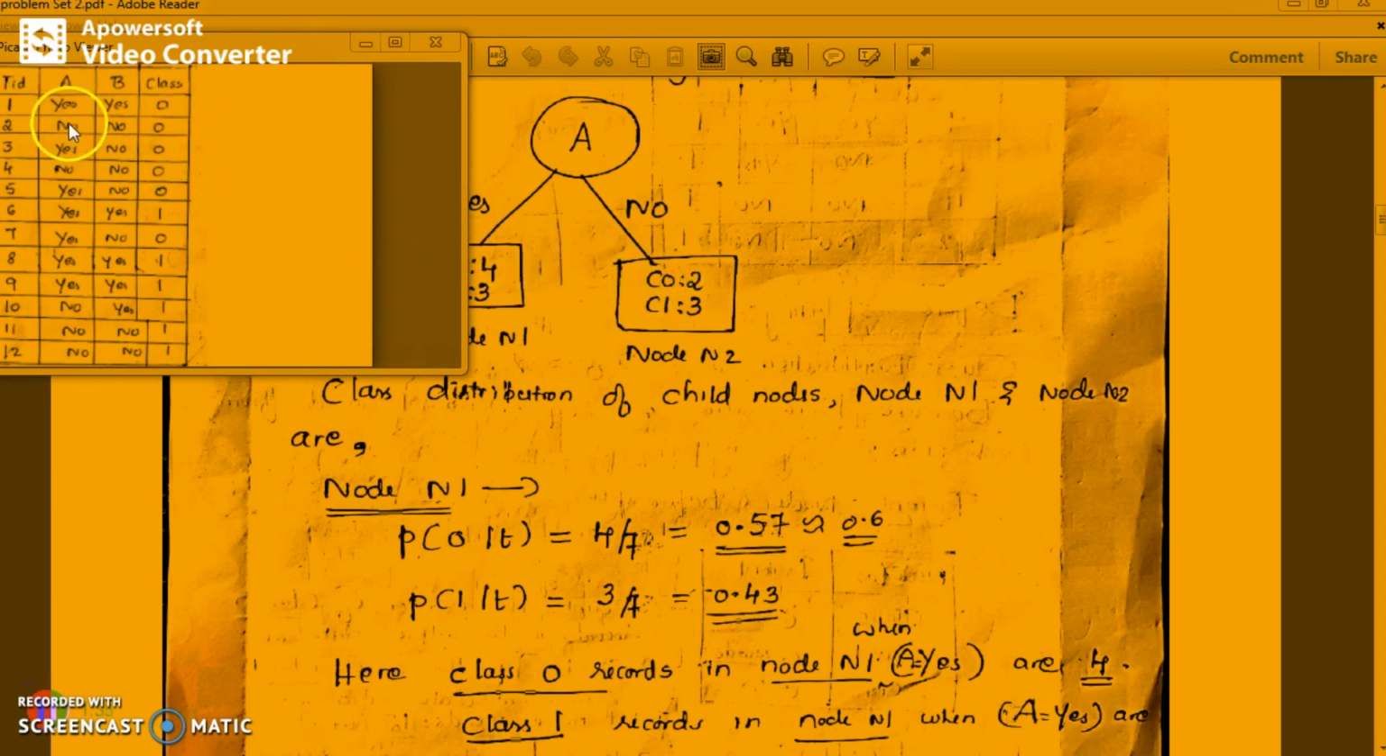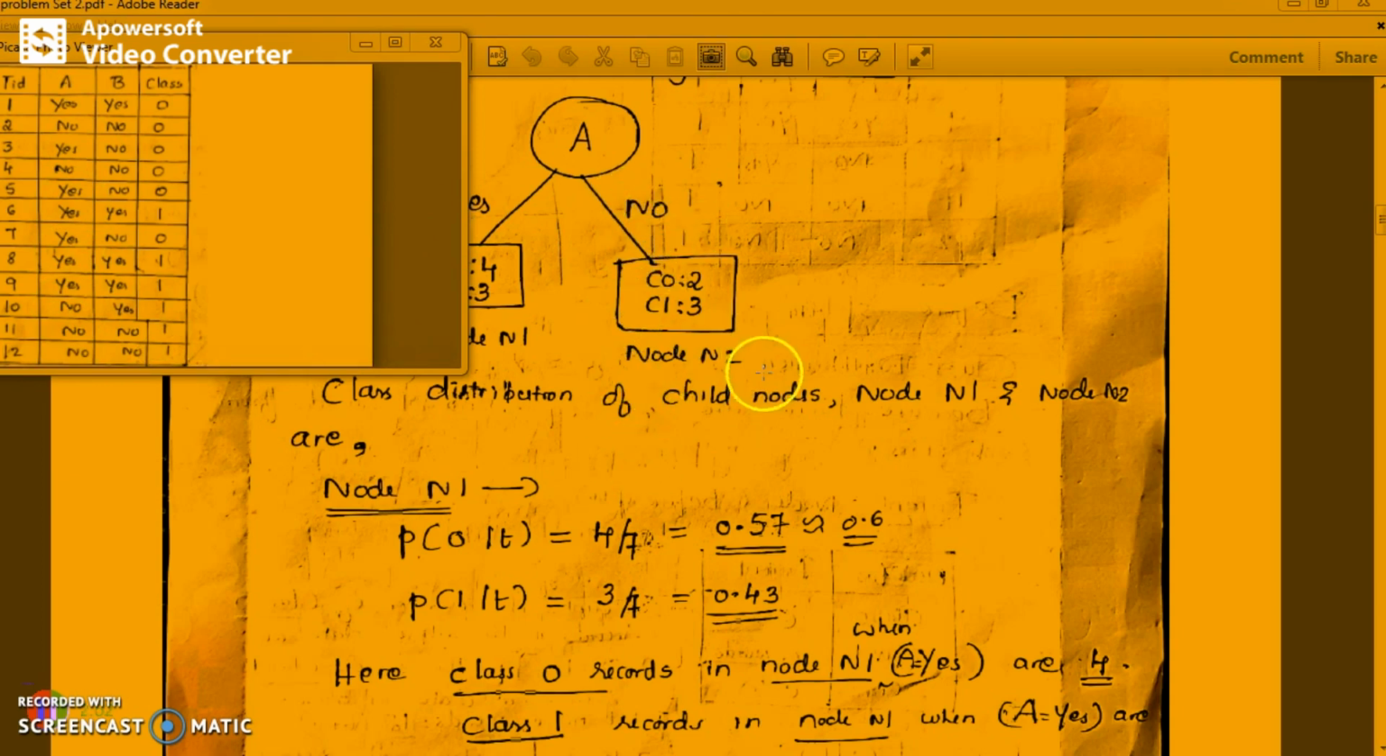Then class 1, again you see, concentrate on only A value equal to no. So here 1, 2, 3, all 3 records finally belong to class 1. So total 3 records. So how many are total no records? We have seen 1, 2, 3, 4, 5. Total 5 records here are no records. No records in the sense A value is equal to no.